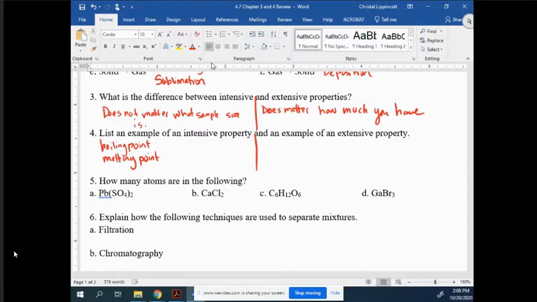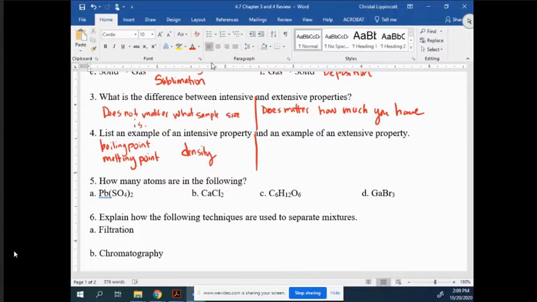Melting point's the same way. That ice is going to melt at 0 degrees Celsius, no matter if you have a small chunk of ice or a huge chunk of ice. Now, it's going to make a difference in how long that takes to melt all of that away. But that boiling point, the temperature that happens, is the same no matter how much you have. Density is another good example of an intensive property.